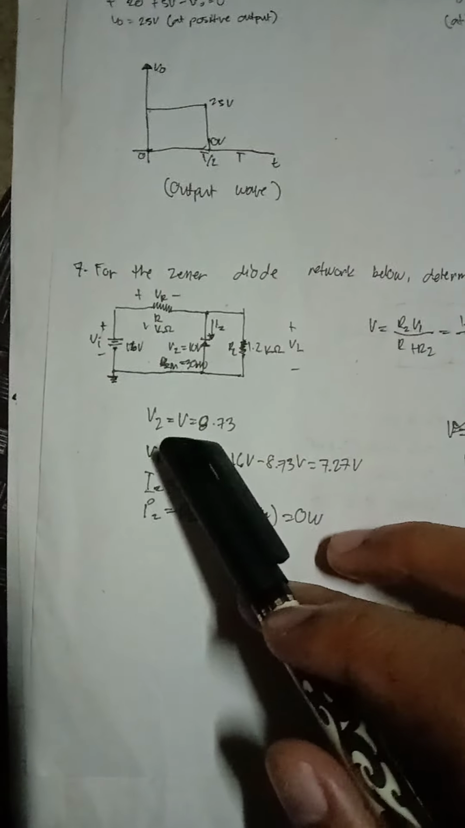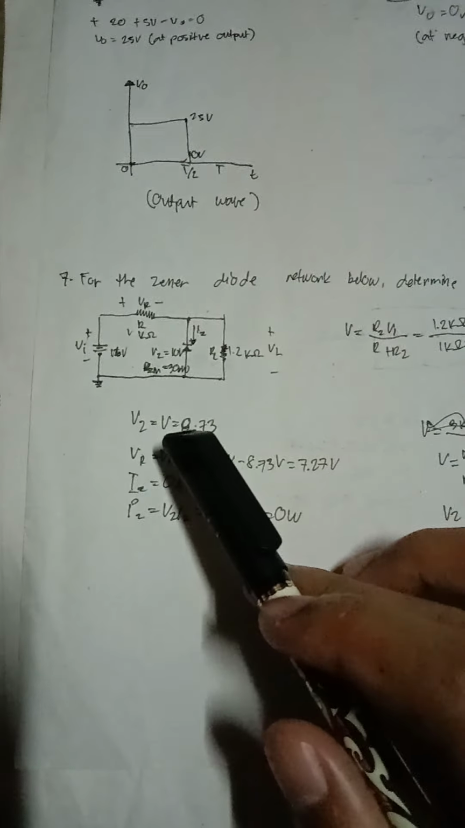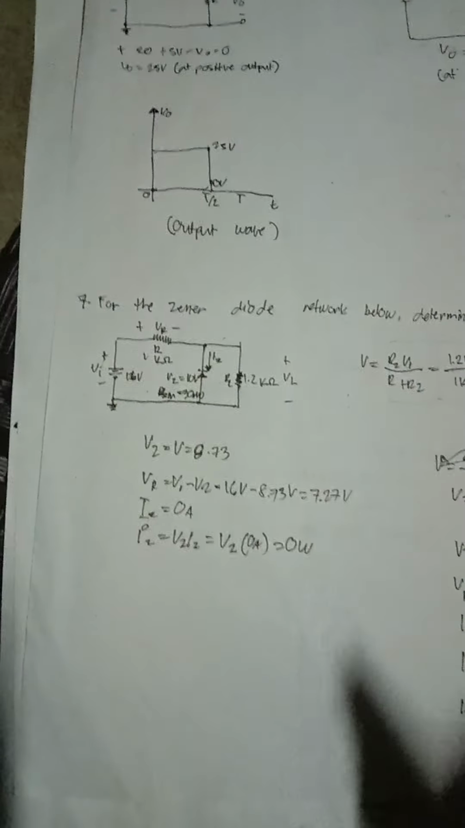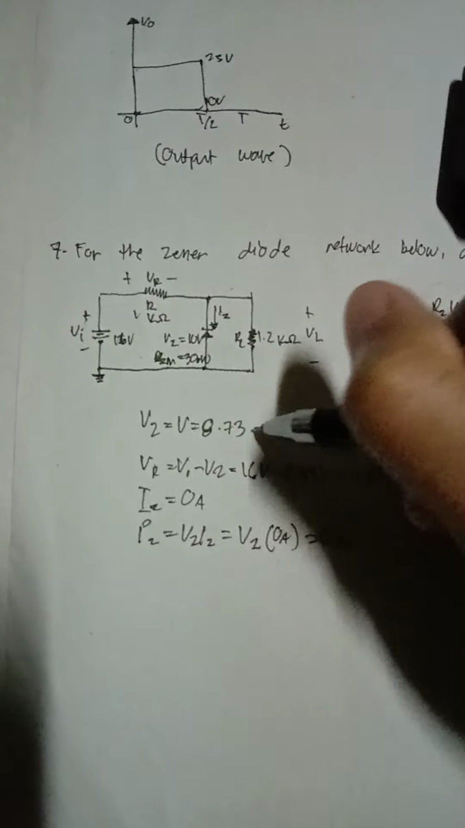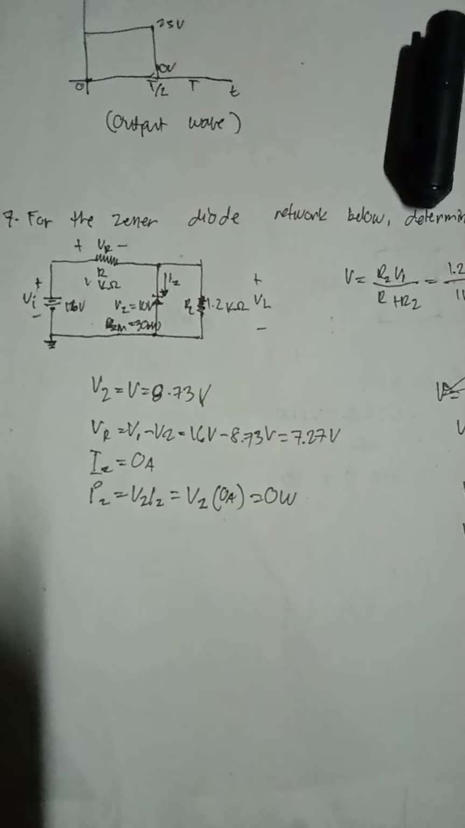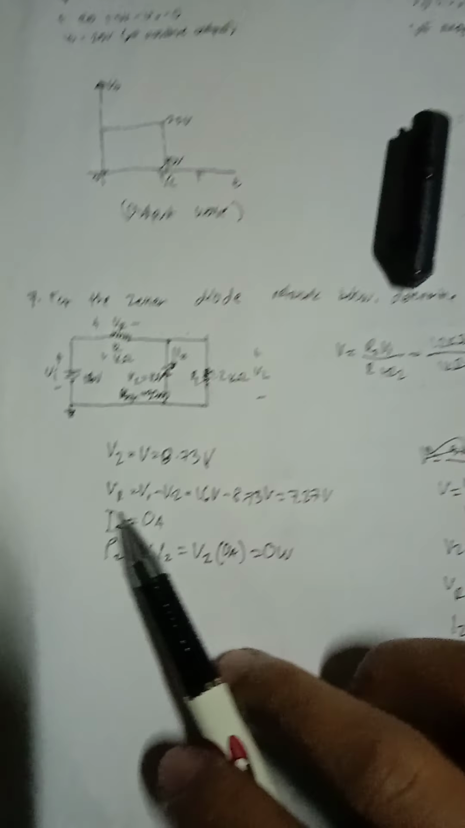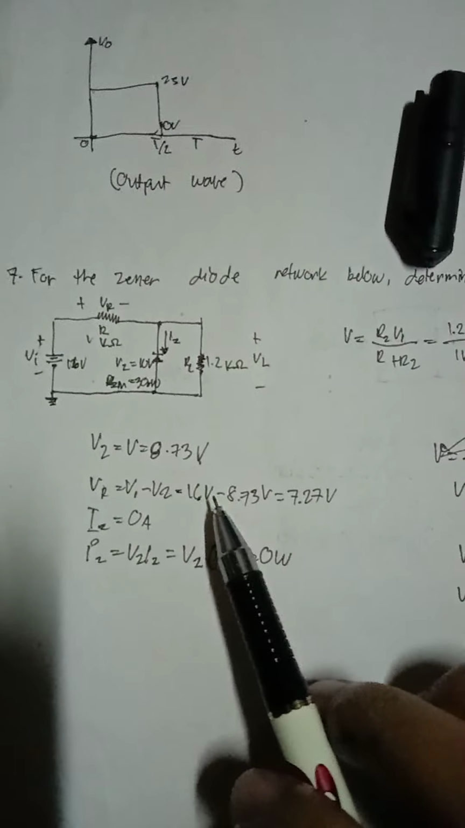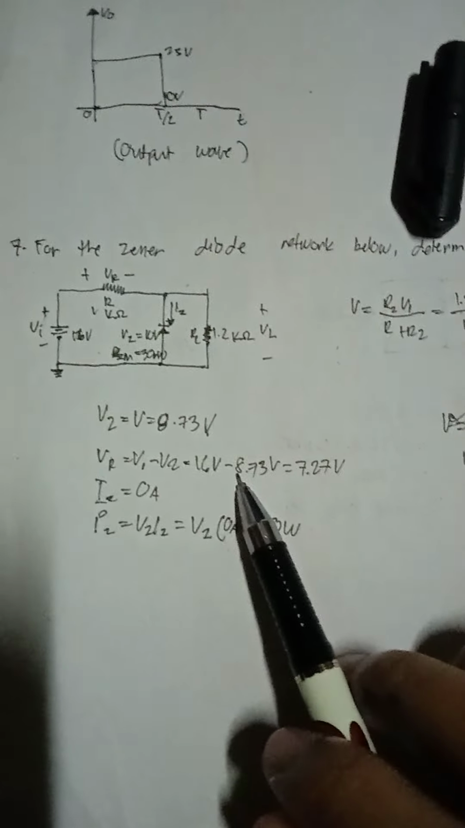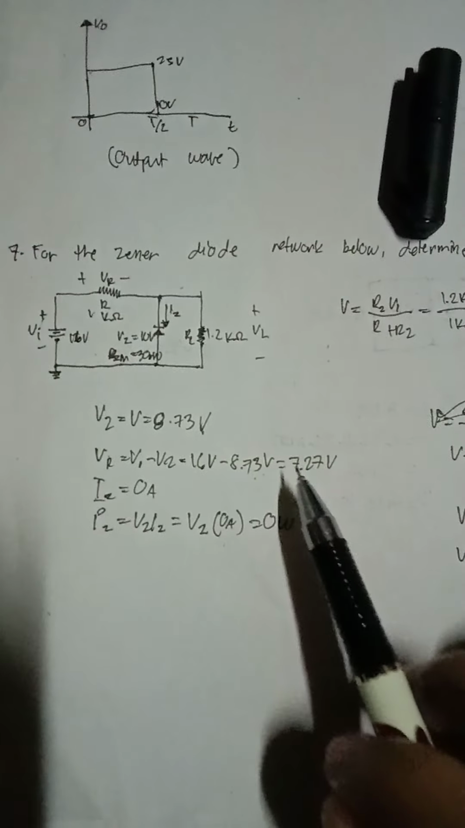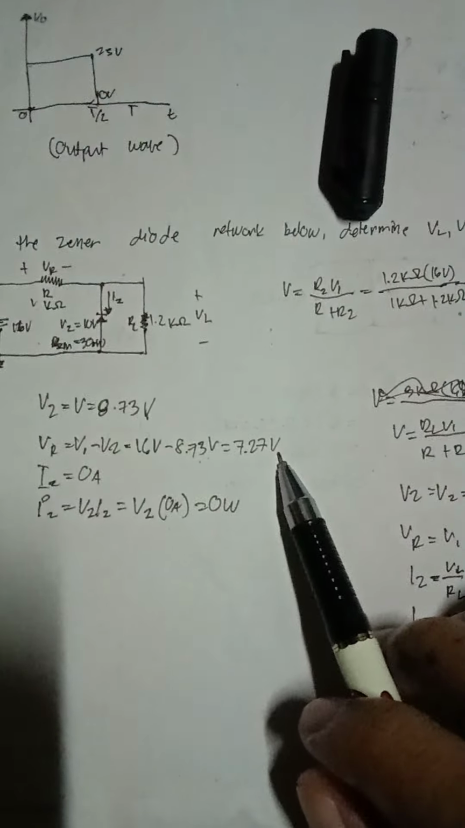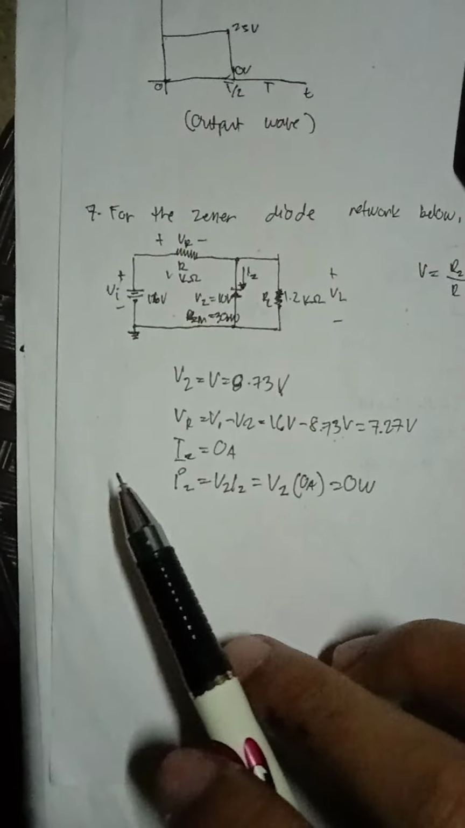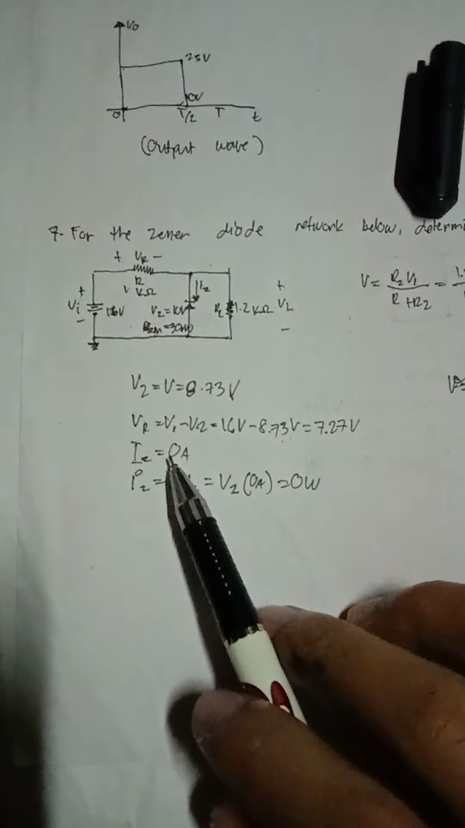So our VL is equal to V. So our V here is 8.73 volts, so let's copy 8.73 volts. And now VR. VR is V1 minus V2. So let's substitute: 16 volts minus 8.73 volts is equal to 7.27 volts. And IZ is equal to 0 amperes.